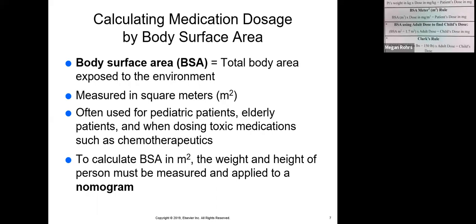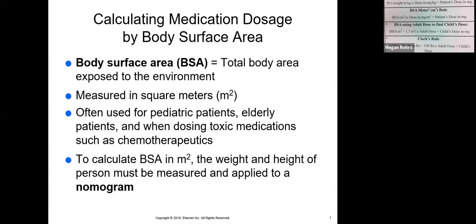Okay, so when we're talking about body surface area, it is always measured in meters squared, and we're always talking about all of the area that is exposed to the environment. So this is calculated by using a patient's height and weight, and we're going to apply that to a couple charts that I'll show you here in just a minute. We refer to them as nomograms.